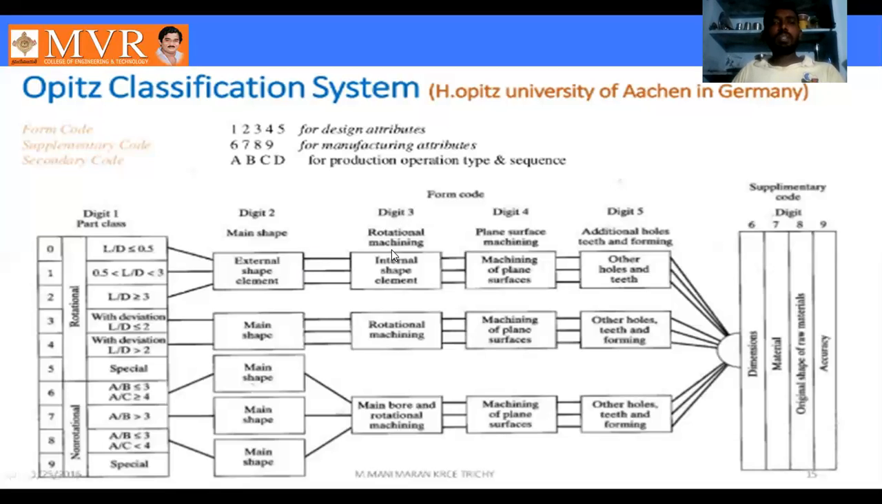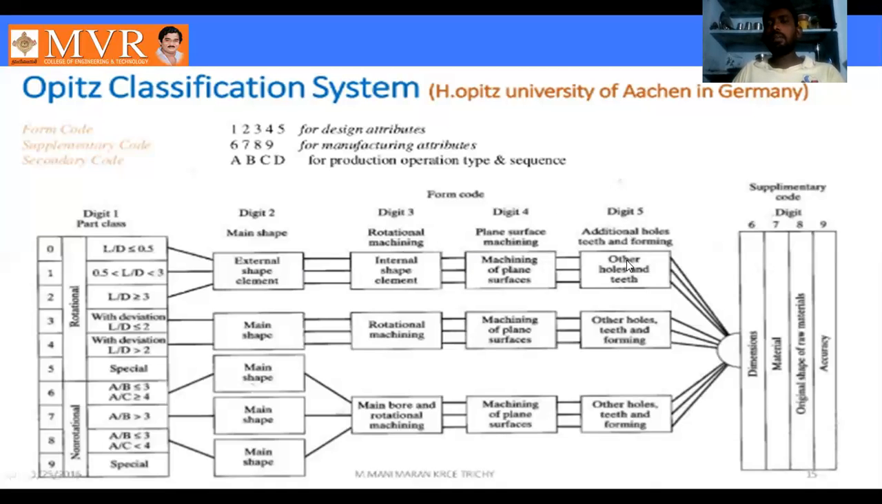So see here rotational machining 1, digit 3. After we are getting external and internal shape elements, we can go for machining 1, machining of the plane surface 1. So we can go for digit 4 1. So external and internal elements are completed, and machining is also completed.